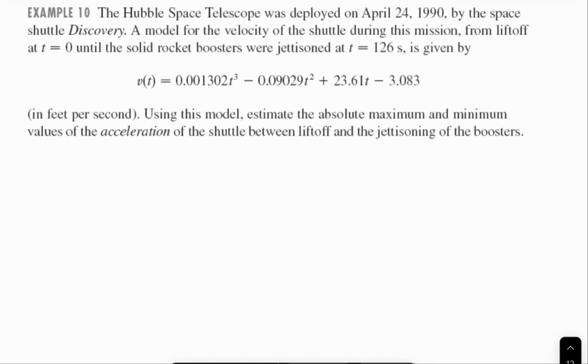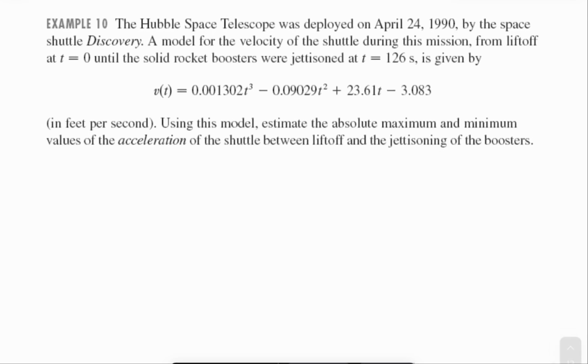So now let's do a word problem. It says the Hubble Space Telescope was deployed on April 24th, 1990 by the Space Shuttle Discovery. A model for the velocity of the shuttle during this mission from liftoff at time 0 to jettison at 126 seconds is given by this function. You'll see it's our velocity function. Use this model to estimate the absolute max and min values of the acceleration of the function between liftoff and jettison. Okay. Now it says we want to find the absolute max and min of the values of the acceleration.